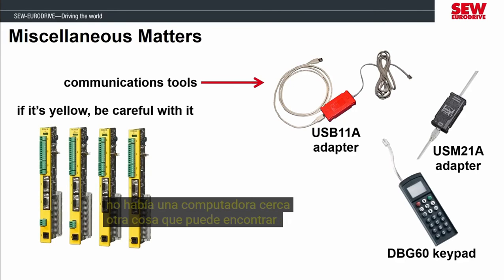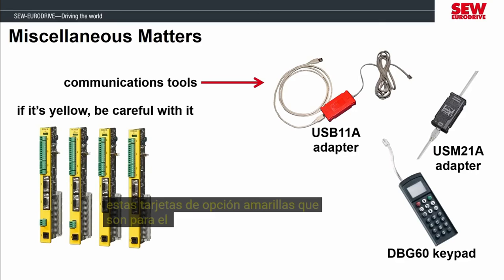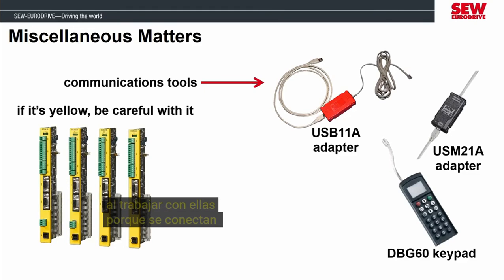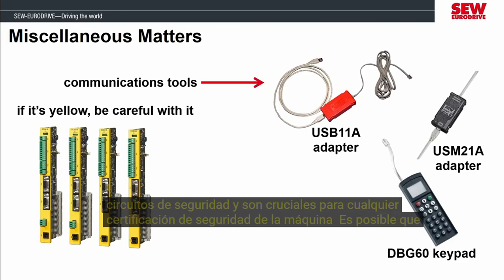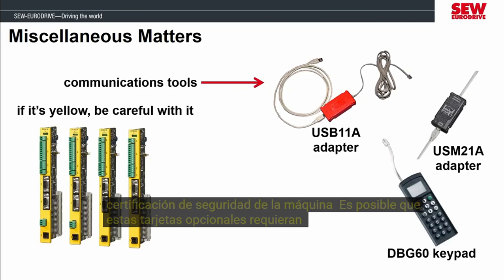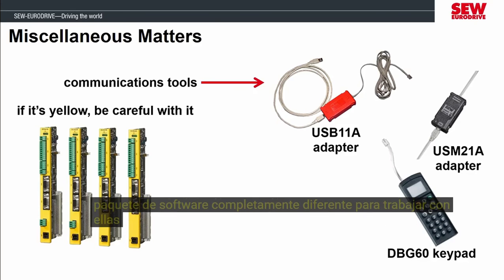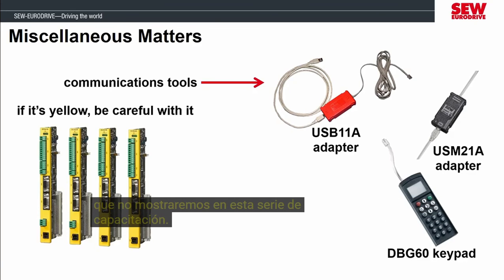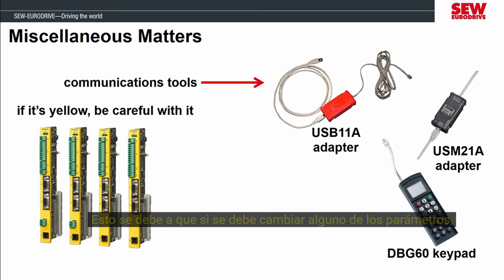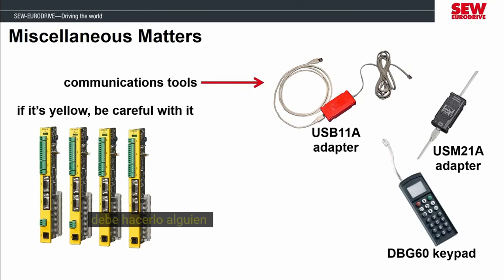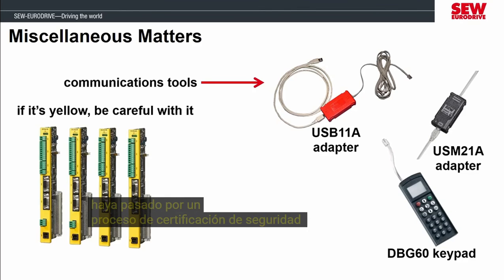Another thing you may encounter are these yellow option cards. These are for functional safety control, and you have to be extremely careful when working with these because they connect into other safety circuits and are crucial to any safety certifications the machine may have. These option cards require a whole different software package to work with them that we won't be showing in this training series. This is because if any of the parameters have to be changed, it has to be done by someone that has gone through a functional safety certification process.